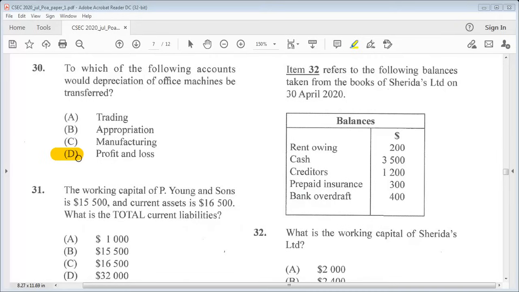So we have come to the end of part 1 of the CSEC Principles of Accounts, May, June 2020 paper.